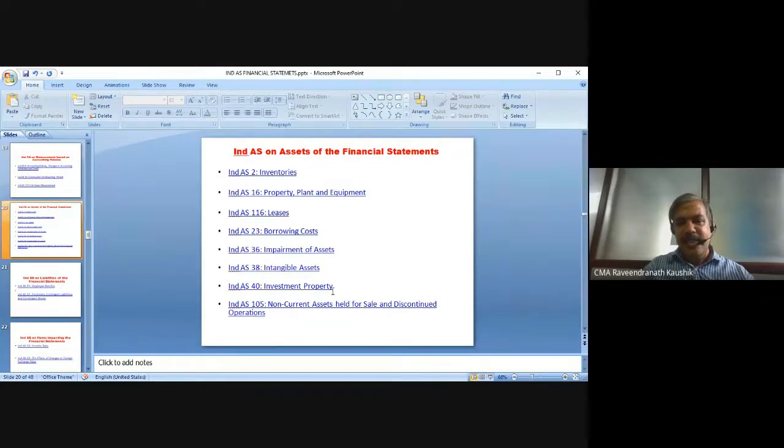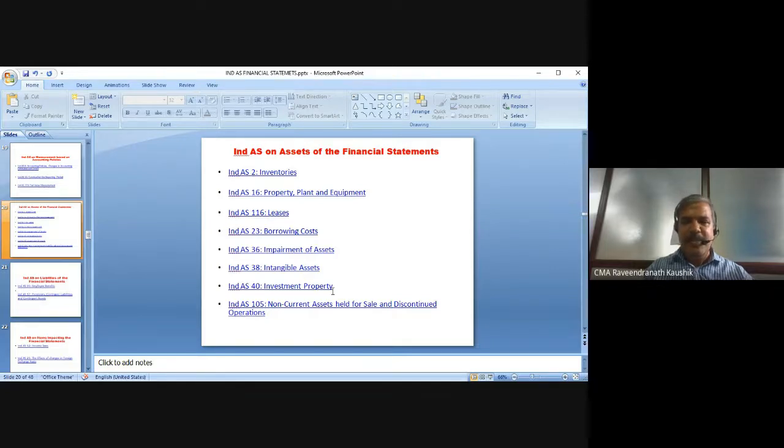Then Ind AS on assets of the financial statements. So you have Ind AS 2, which is the main thing for inventories. 16, we have property, plant and equipment. Along with that, we study even the depreciation also. And Ind AS 116 is there for leases. That is how do you procure an asset, whether it's an operating or financial lease, whatever the obligations and all those things. Then we have borrowing cost, which is Ind AS 23. Then we have impairment of assets under Ind AS 36.